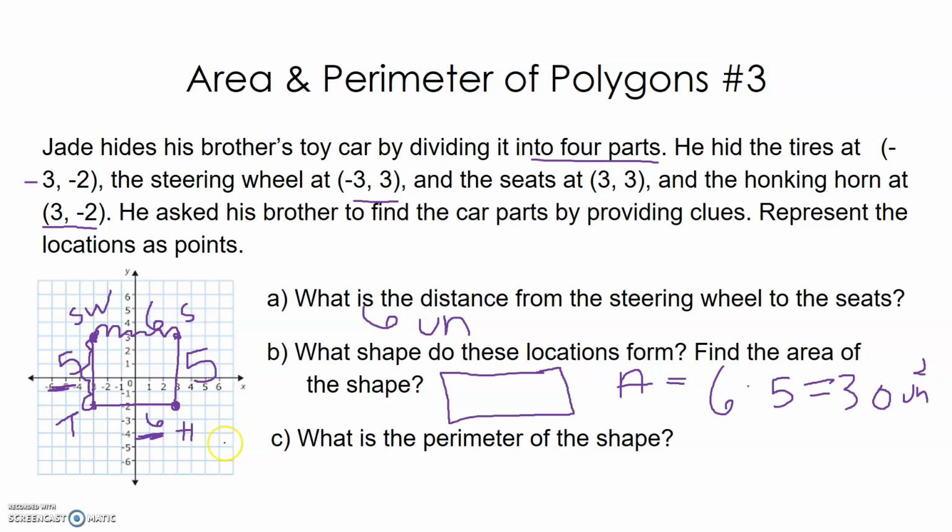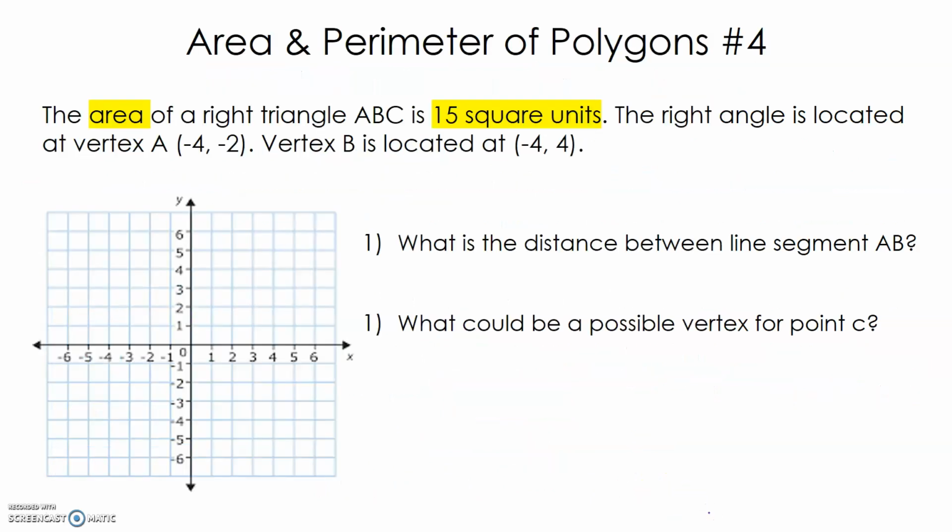All right, what is the perimeter? I'm going to add these all together. The 6 plus 6 plus 5 plus 5 gives me 22 units for my perimeter.